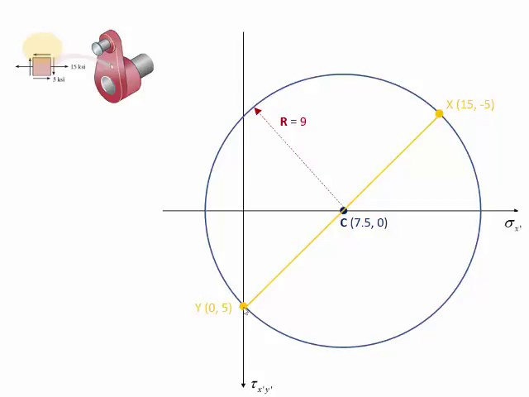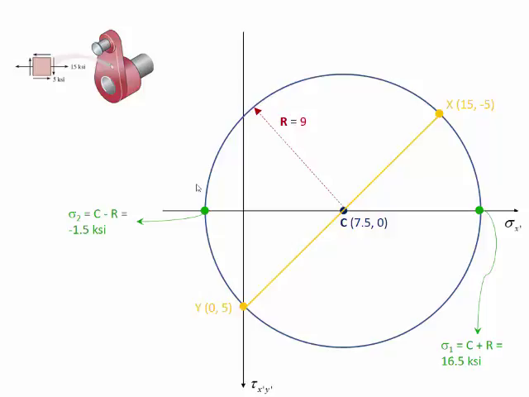We want to look at principal stresses. The maximum principal stress is given by the intersection of Mohr's circle with the horizontal axis at this point. That's sigma 1, which is just the center plus the radius, so we obtain 16.5 kilopounds per square inch. The minimum principal stress is at the other side of the diameter. So sigma 2 is the center minus the radius, or minus 1.5 kilopounds per square inch.